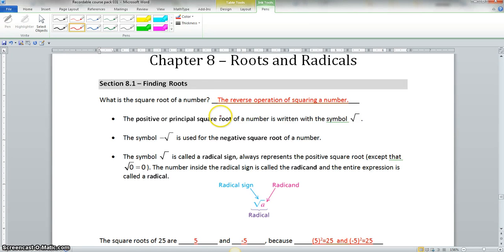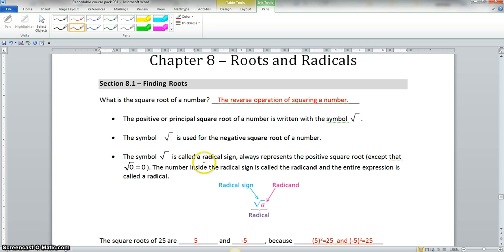Hello class, we're about to start section 8.1 Finding Roots. What is the square root of a number? The reverse operation of squaring a number. The positive or principal square root of a number is written with the symbol. This is the square root symbol. The symbol negative square root is used for a negative square root of a number.